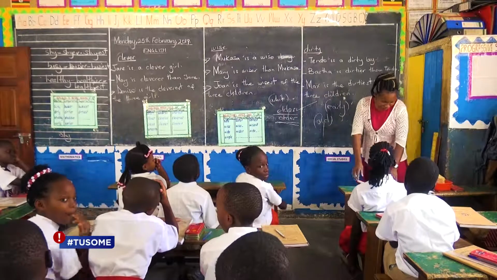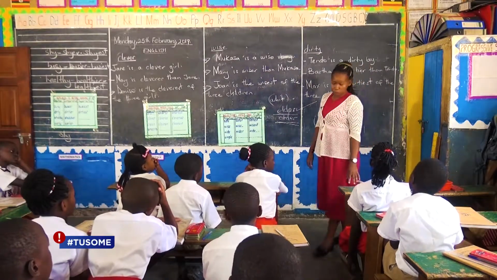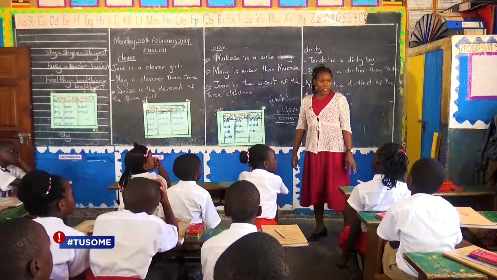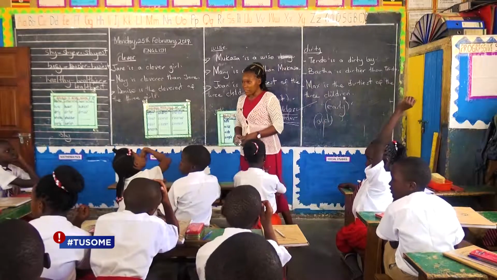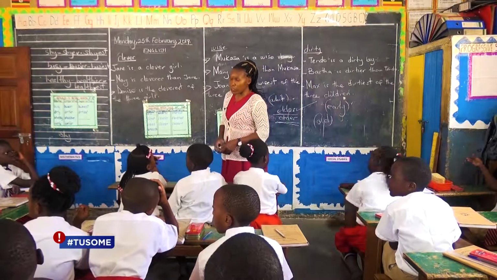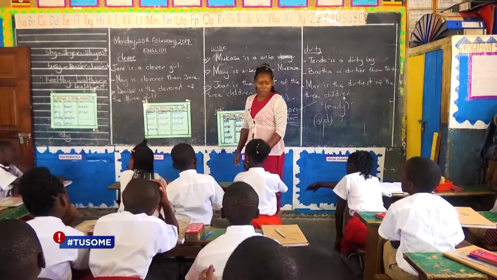The next one is: this test is dash than the one we did last week. The word in brackets is easy. Yes. This test is easier than the previous test. Which degree is that? Comparative. Comparative degree. Clap, Raymond.